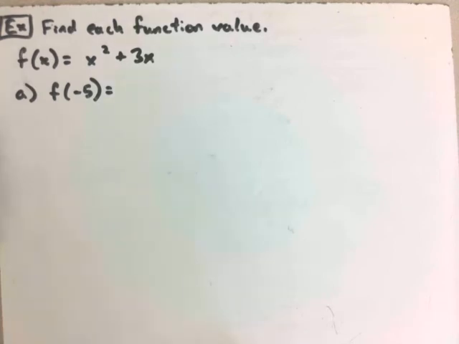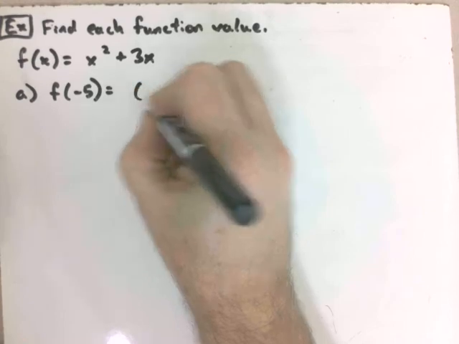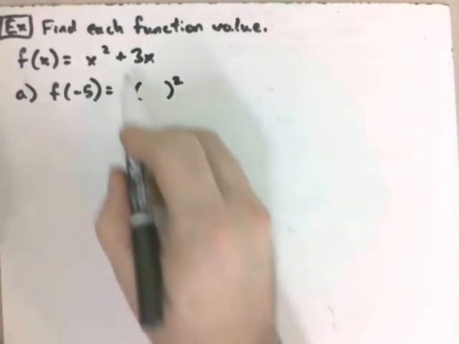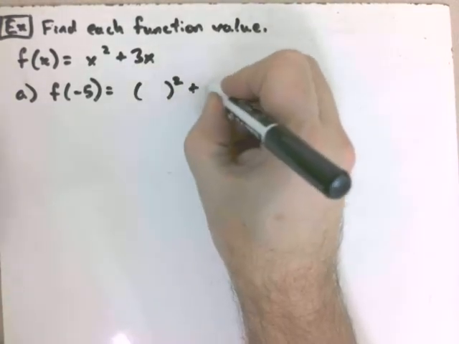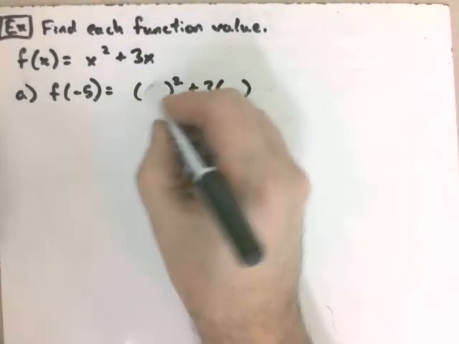When you do your substitution, you should include parentheses when you do that. So everywhere there's an x, everywhere we're going to substitute in, we want to have parentheses replacing that x. So we have x squared here, so we're going to want parentheses squared. And we have plus 3x, so we're going to want plus 3 parentheses. And then what we're substituting in is this -5.